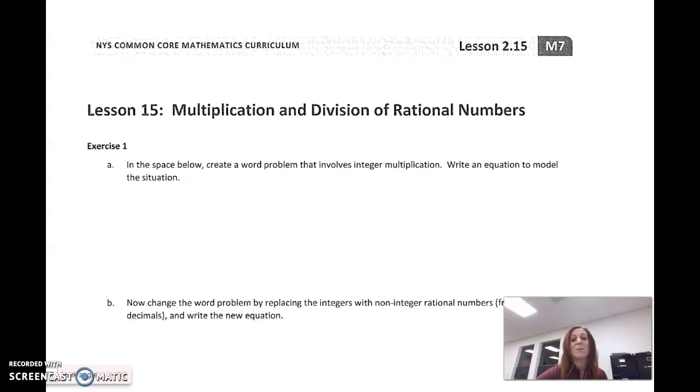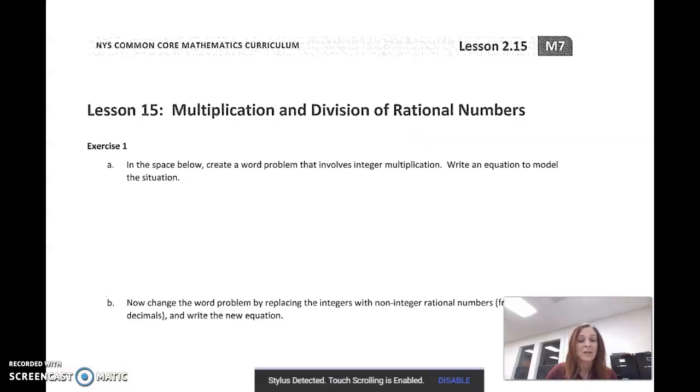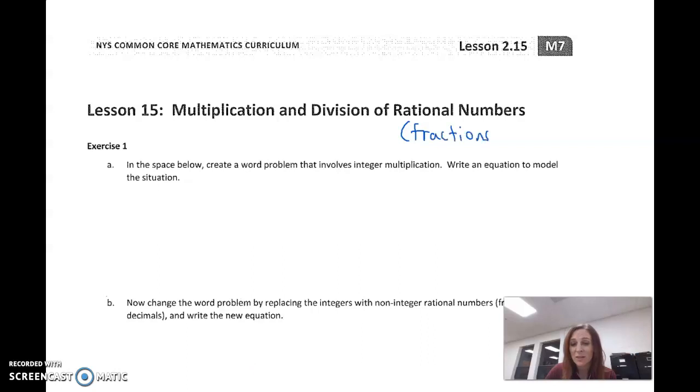Lesson 15 is on multiplication and division of rational numbers. In the past, we've worked on multiplication and division of integers. So do you think it's going to be different when we do rational numbers? This is when we have fractions, decimals, etc. Different types of numbers besides integers, which are positive and negative whole numbers, including 0.